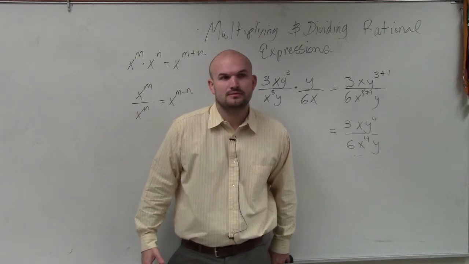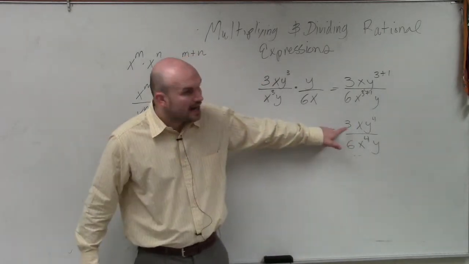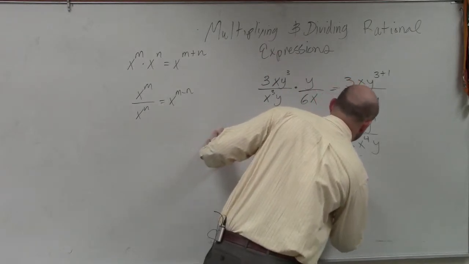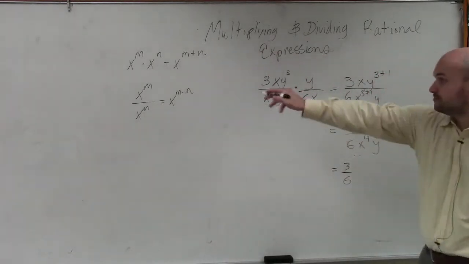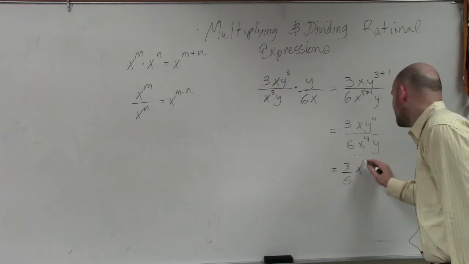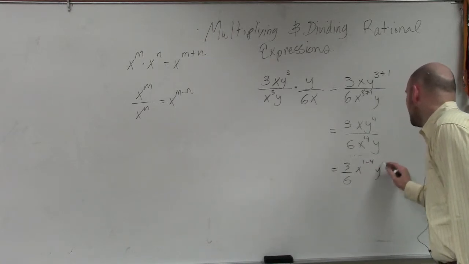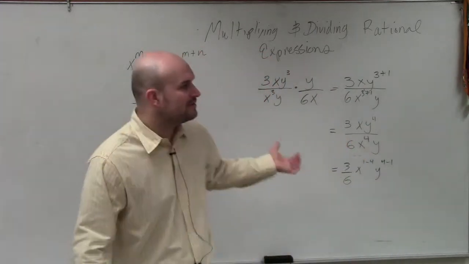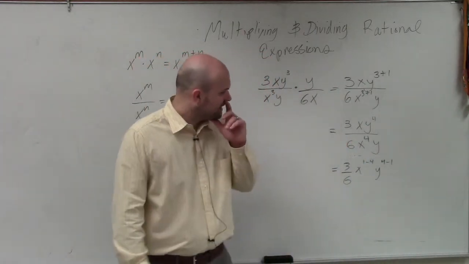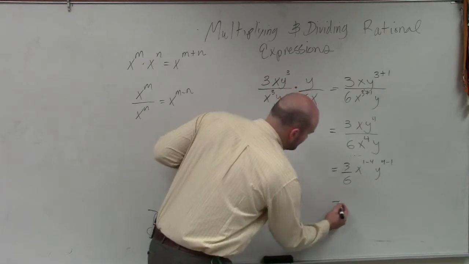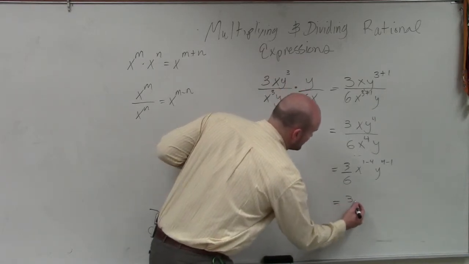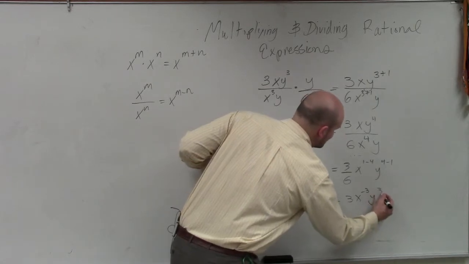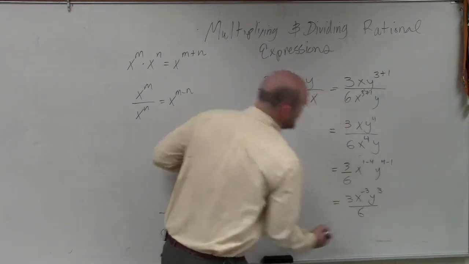You guys OK? OK. So now what we're simply going to do is rewrite them. We're going to break them apart separately. So now we're going to apply our quotient rule. So we'll have x to the 1 minus 4 and y to the 4 minus 1. Remember, if you don't see a power up there, we can always rewrite that with the power of 1. All right? So I have 3 times x to the negative 3rd, y to the positive 3rd, divided by 6.